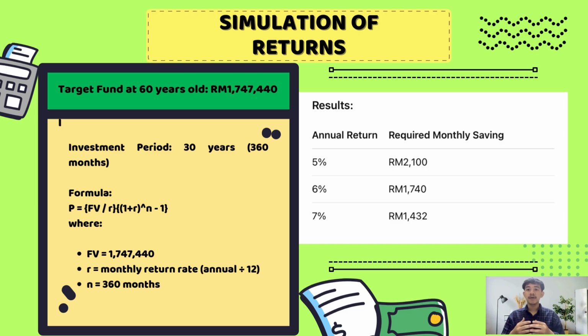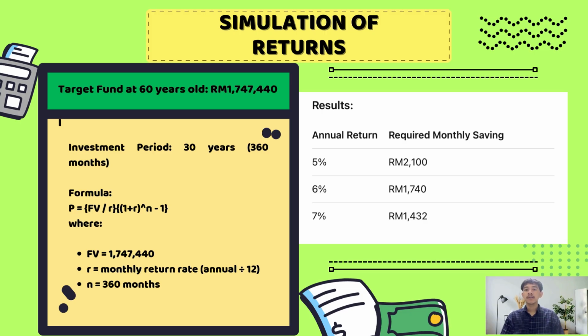Now, I will explain about the simulation of returns. From our yearly calculations, Mr. Arif needs around RM1.75 million by the time he retires at age 60. To see if it is possible, we test 3 different return rates, which are 5, 6, and 7% over 30 years. First, if Mr. Arif invests in a low-risk product that gives about 5% returns, he must save around RM2,100 every month.